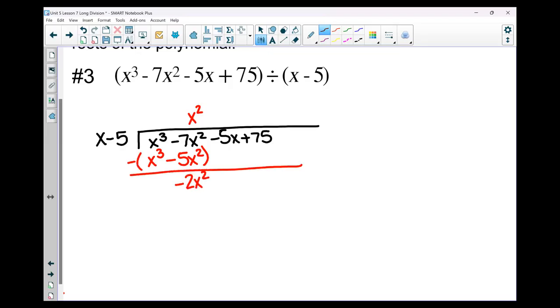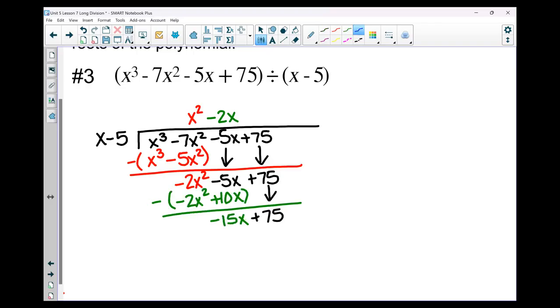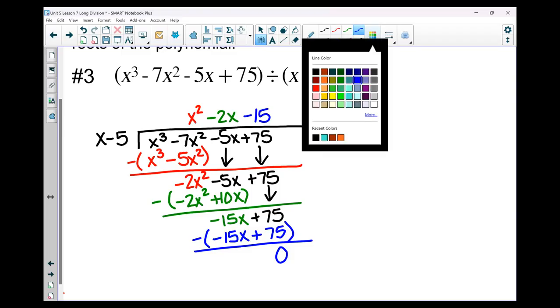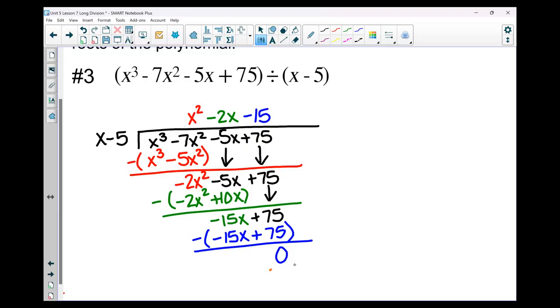Bring down anything remaining. I want x to match negative 2x squared. I could do that by multiplying by negative 2x. Subtract. Bring down. I want x to match negative 15x. I could do that by multiplying by negative 15. Subtract. I've run out of terms to bring down, so I'm done. That means that my remainder is equal to 0, which is a good thing.